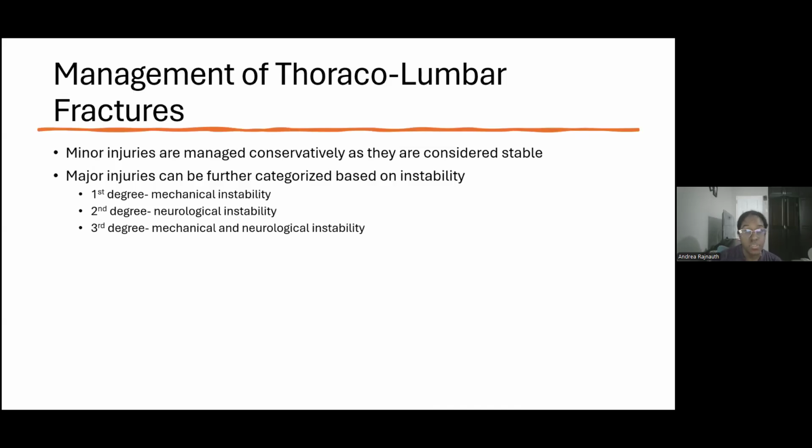So the management of thoraco-lumbar fractures. Minor injuries are typically considered stable and managed conservatively, whereas major injuries can be further categorized based on instability. First degree being mechanical instability, second degree neurological instability, third degree being mechanical and neurological instability.